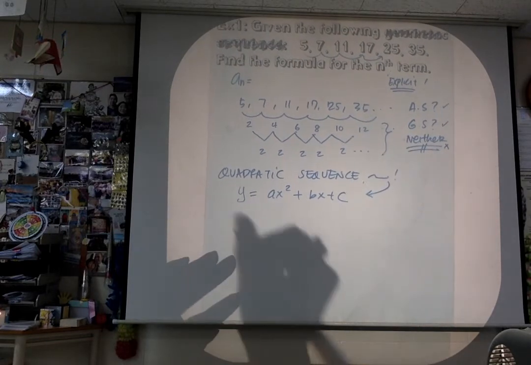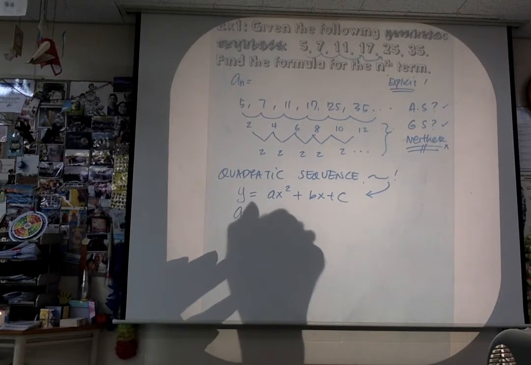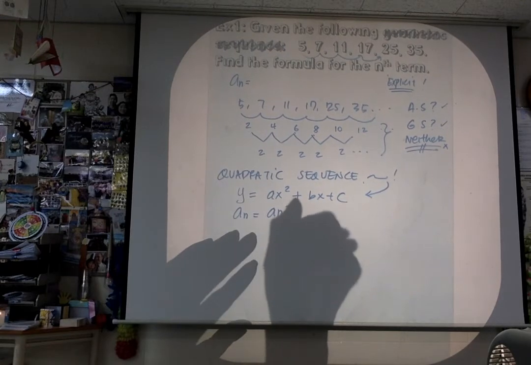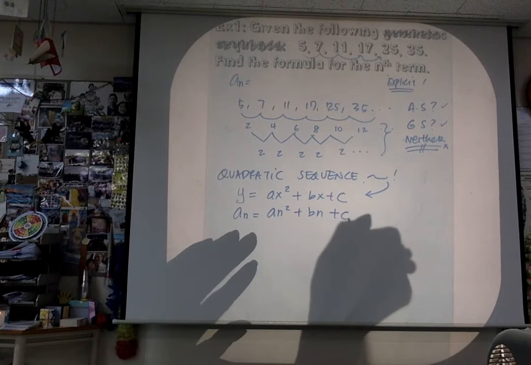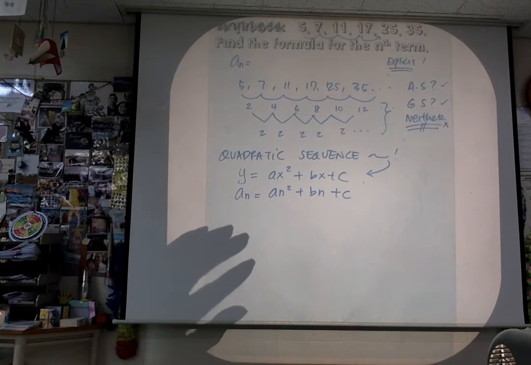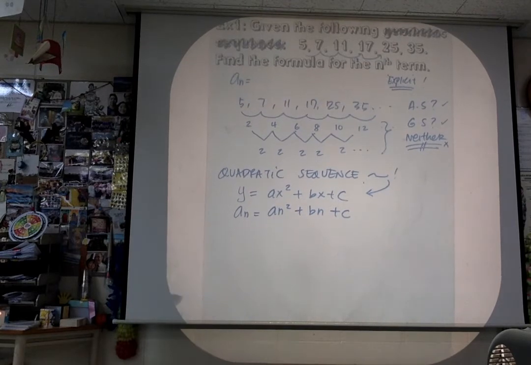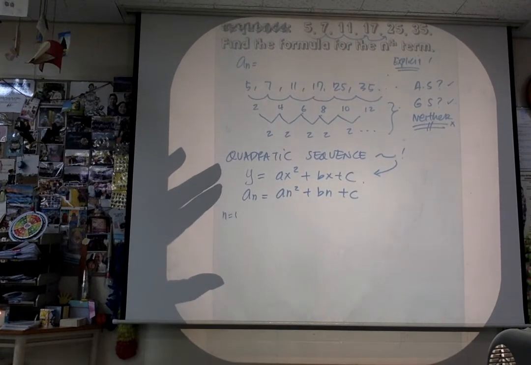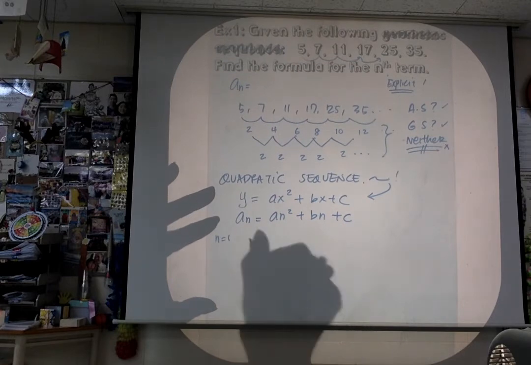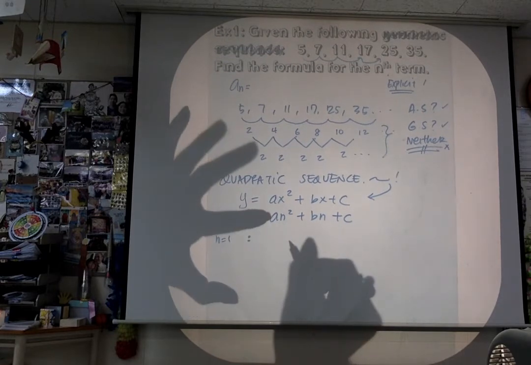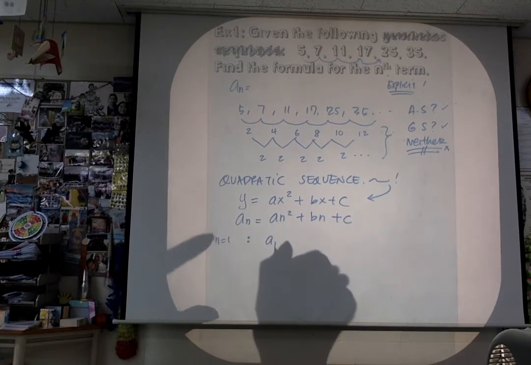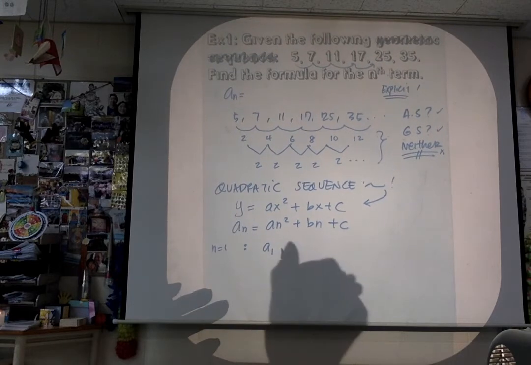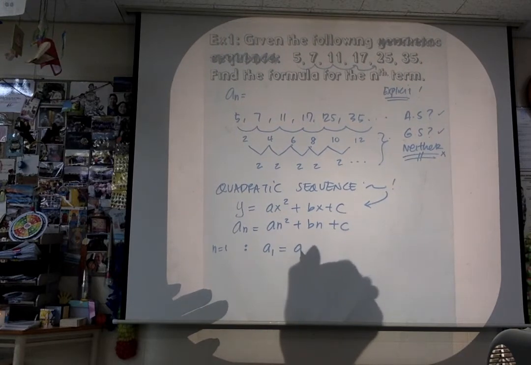Let's try it. I want you to pretend that a sub n equals a n squared plus b n plus c. Now I know some of you are sitting there going, oh! Just try it if you have a hunch. Now, let's go n equals 1. Let's plug it into this formula here. Anytime you see n equals 1, a sub 1 is equal to a plus b plus c.